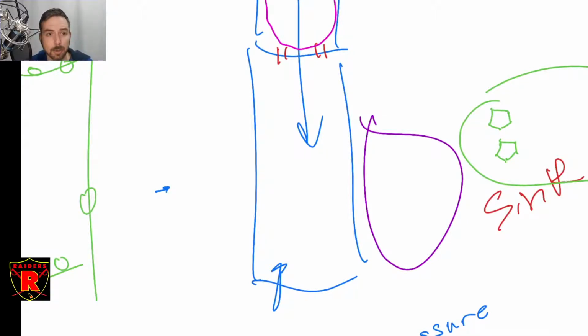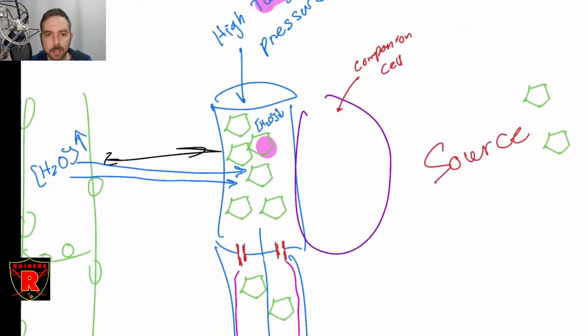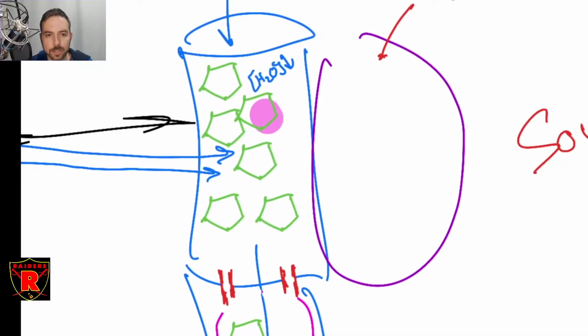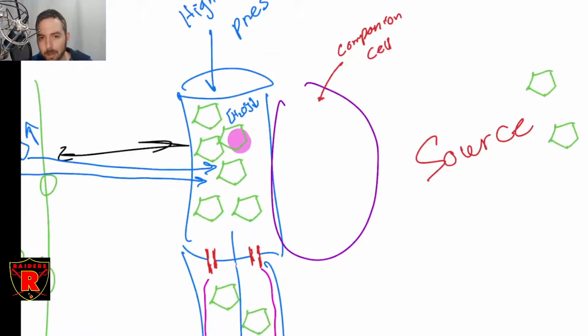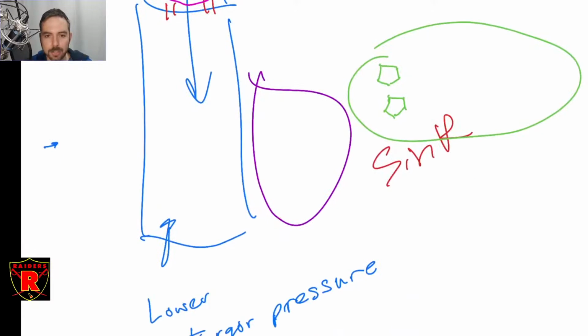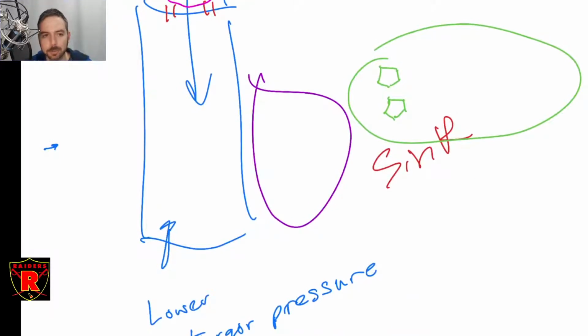And it is an active process because you need energy to load up the sugars into this sieve tube element. The companion cell and the sieve tube element are actively pumping sugars in. And the opposite is occurring down here. They're actively being pumped out. So okay, hopefully that cleared up any issues here.